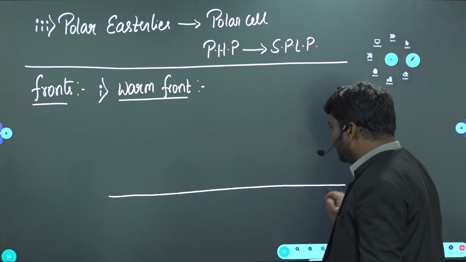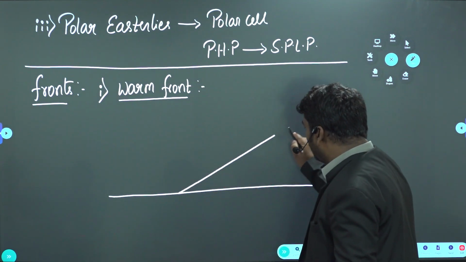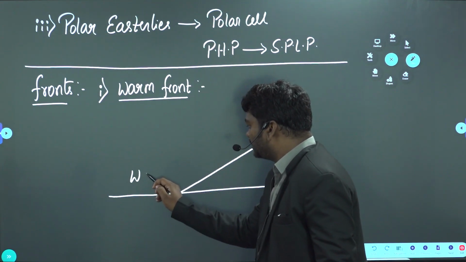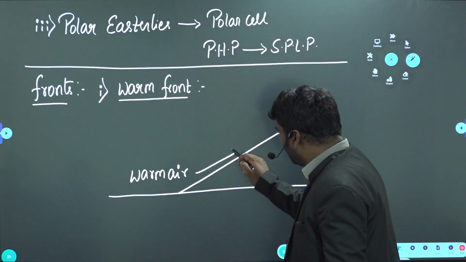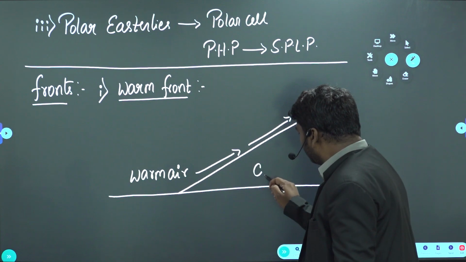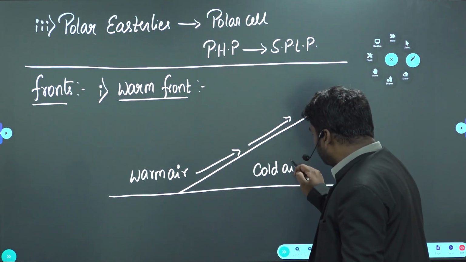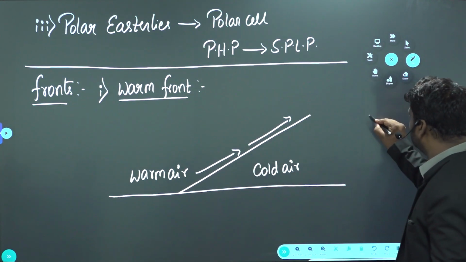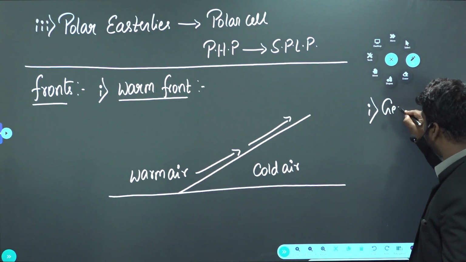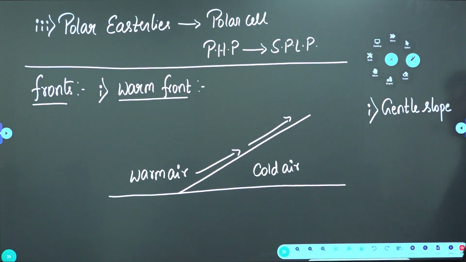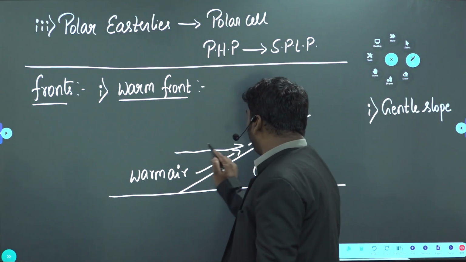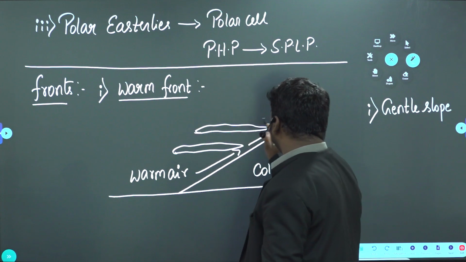Okay, diagram is very, very important. Warm front is whenever warm air mass enters into cold air territory and rises along a gentle slope. The first statement that you must be aware of is gentle slope. Please understand, warm front rises along gentle slope and it will form a series of clouds.